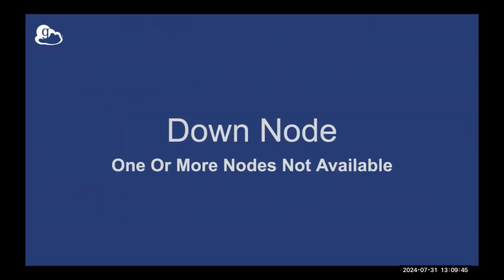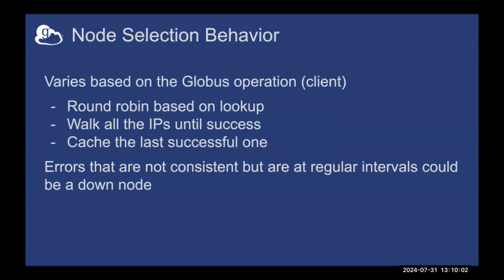Okay, so now let's move to down nodes. Again, you can have multiple nodes behind an endpoint, so basically horizontal scale out. And from time to time, one or more of those may not be available, and let's take a look at how that manifests itself. So first, I'd like to talk about how we do our load balancing, like how a node is selected.